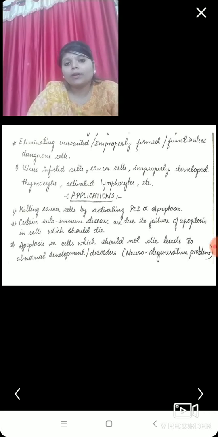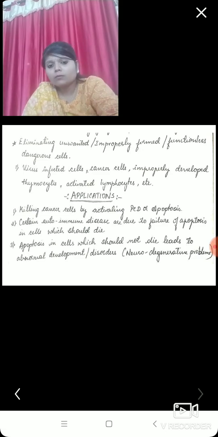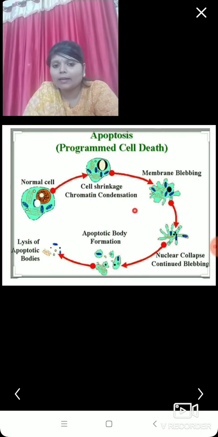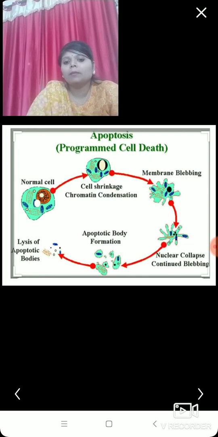So in today's topic, we have studied cell senescence and apoptosis. Here is the picture of programmed cell death. Cell shrinkage and chromatin condensation are happening, which I have already drawn and shown you in the previous diagrams. This gives you an ultimate clear picture, which I showed you and discussed earlier.